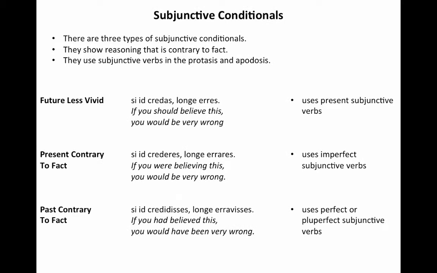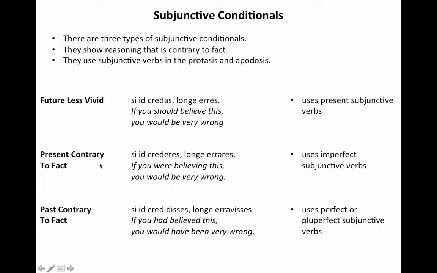Whereas the subjunctive shows contrary to fact reasoning. So you probably should have done something, but you didn't, so something else happened. So we have the future less vivid. And remember, there aren't future subjunctives, so everything's kind of going to get bumped up once. So instead, we're going to use the present subjunctive here. And it's going to be translated as, if you should believe this, you would be very wrong.